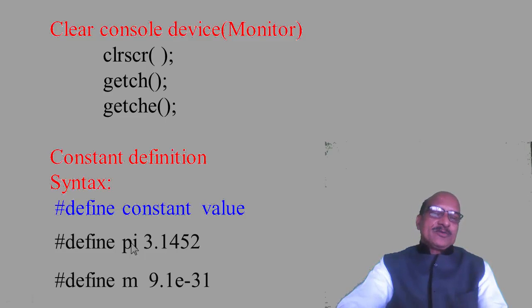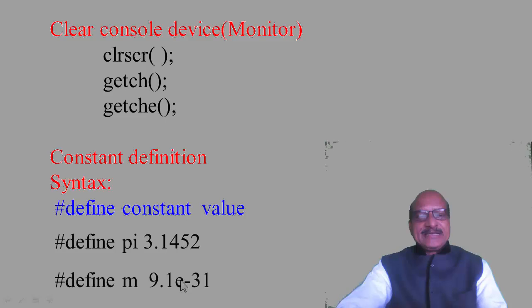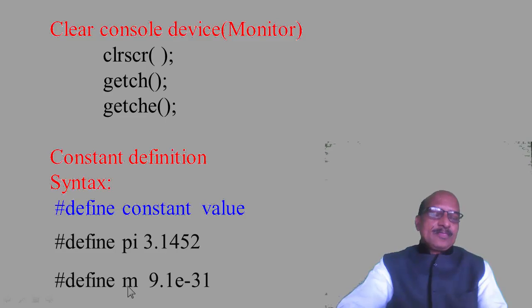This is the definition of the constant pi, and you can use pi in the further executable part of the C program. Here I can define the mass of the electron: hash define m 9.1e-31, where e is 10 raised to. So 9.1 into 10 raised to minus 31 is the value of m. In this way you can define constants in your program.